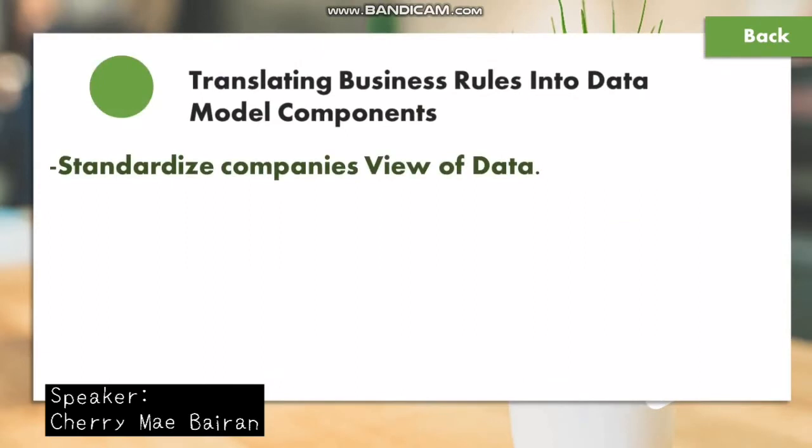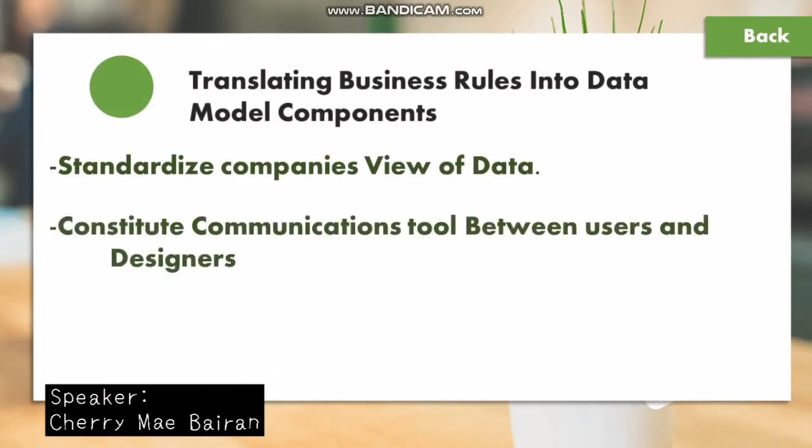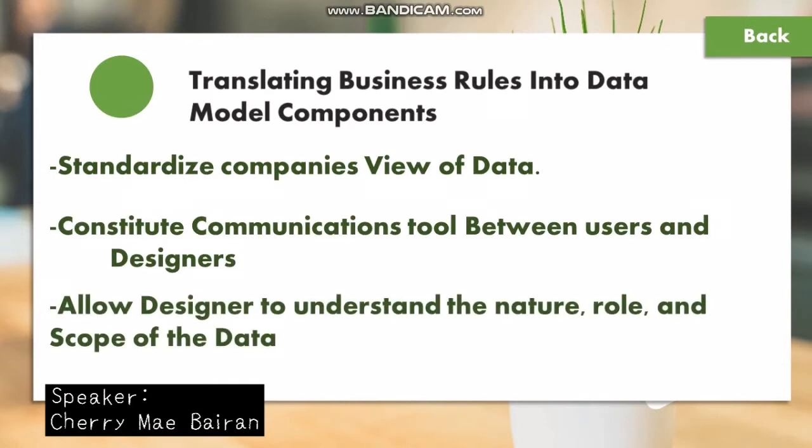So, reasons for identifying and documenting business rules: one is to standardize the company's view of the data. Then also we are able to facilitate communication between the user and the designer. As we said earlier, the business rule is the core way of getting the type of entity relationship, and also assists the designer to understand their nature, their role, and the scope of the data and business process. Develop appropriate relationship participation rules and constraints, and also create an accurate data model.